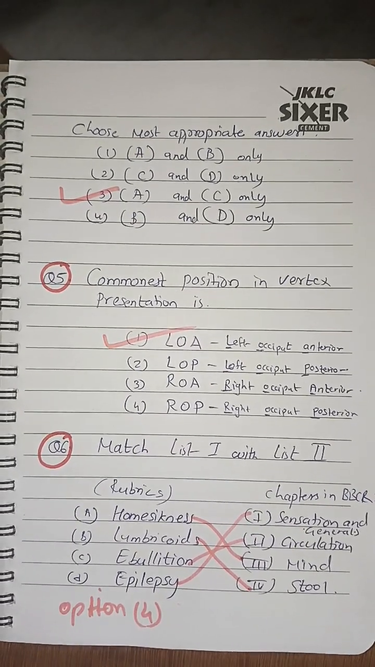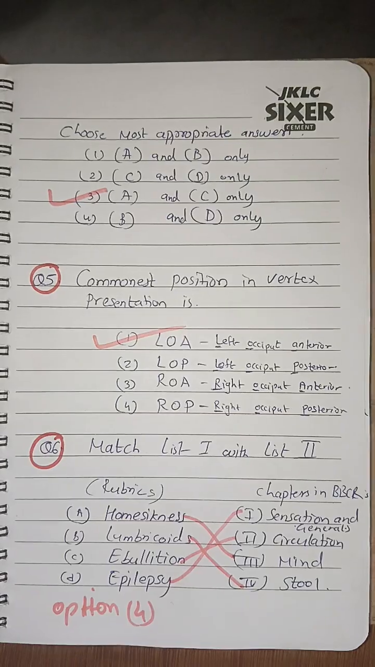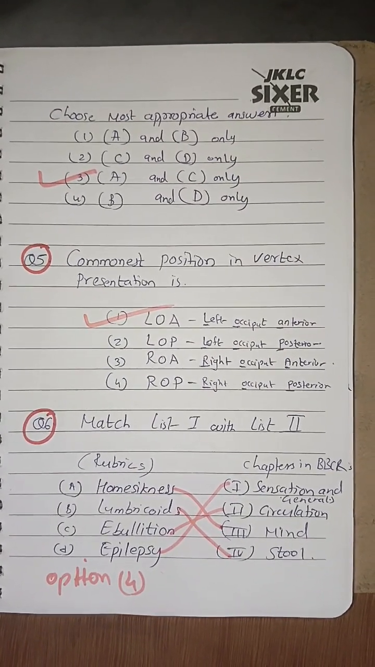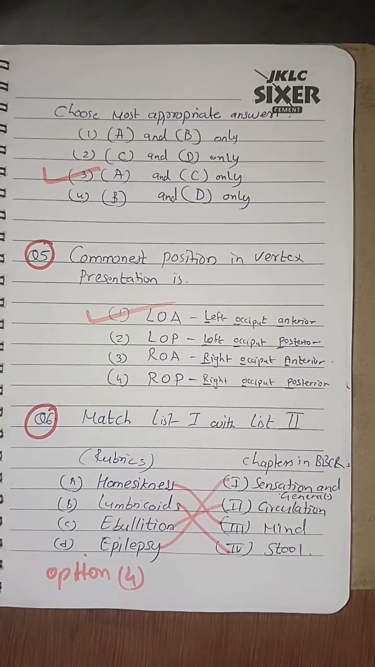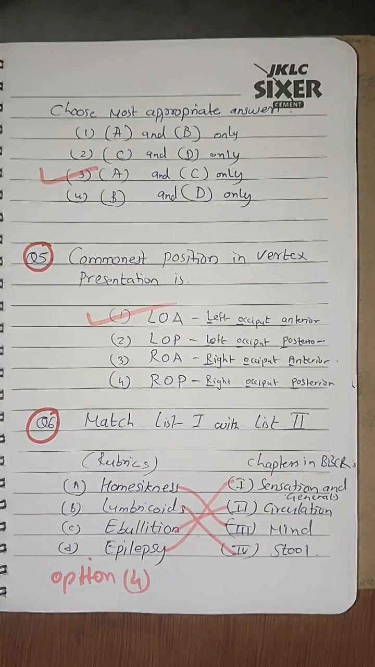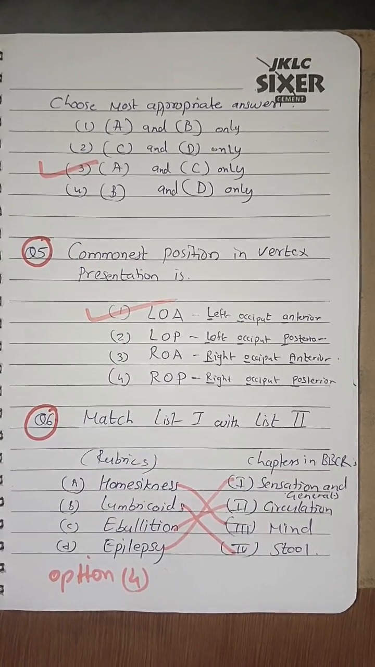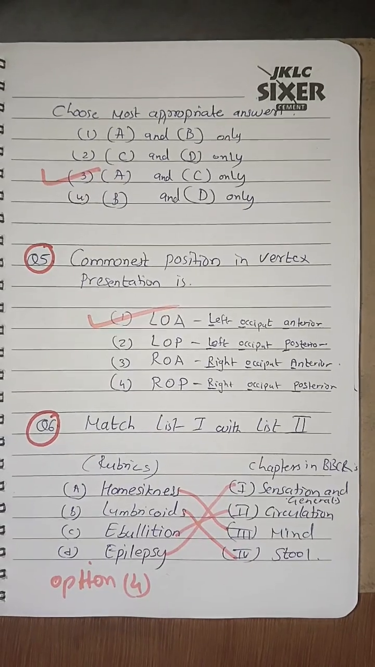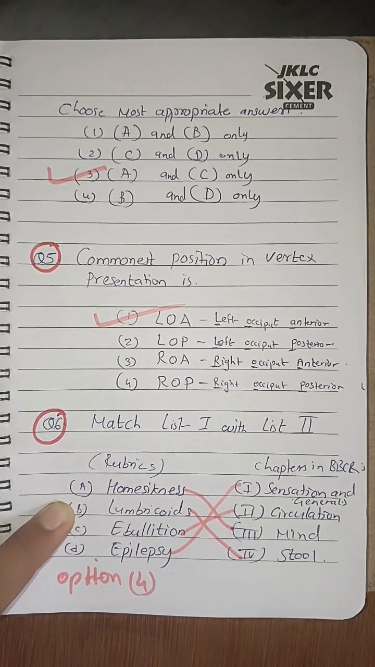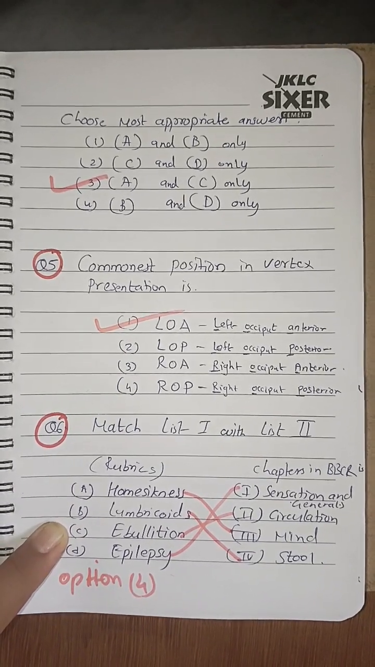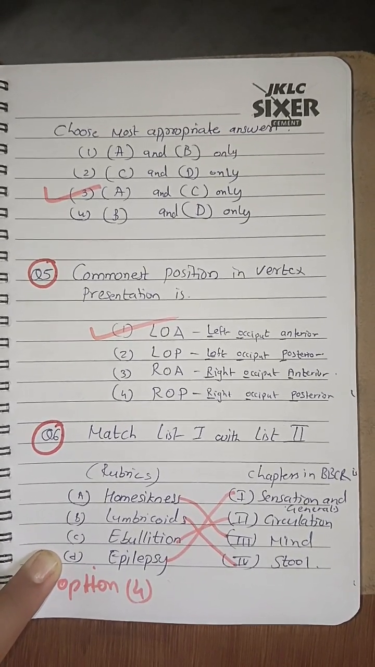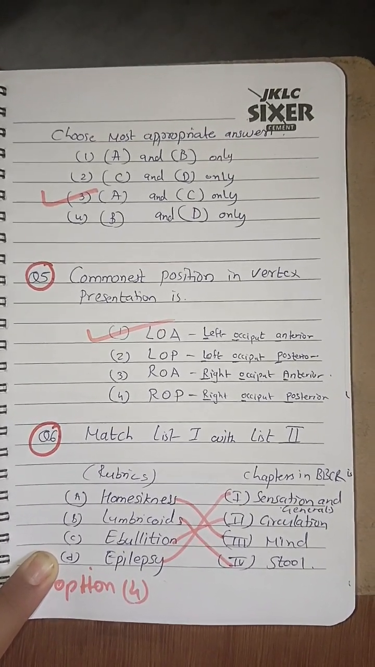Question 6 for this exam was, match list 1 with list 2. List 1 contained rubrics and list 2 contained chapters in BBCR. Now the right answers for this: A, homesickness, is found in the chapter Mind of the BBCR, that is the third one. Now lumbricoids, it is found in the chapter Stools of the BBCR. Rubric ebullition, it is found in the chapter Circulation of BBCR. And rubric epilepsy, it is found in the chapter Stools of the BBCR.